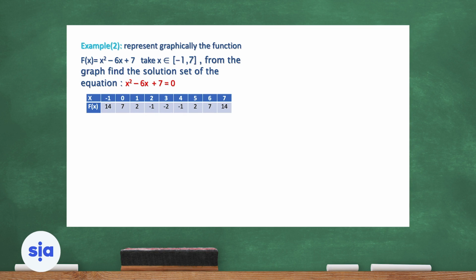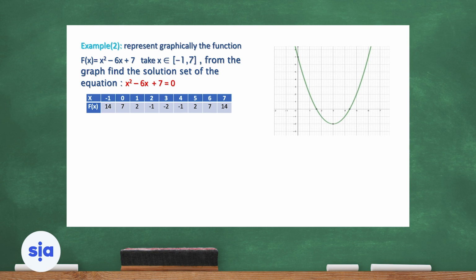We go to the function. We substitute each x by this value. For example, when I substitute x by negative 1, the result would be 14. When I substitute x by 0, the result is 7, and so on. Let's go and plot all these points on the graph. It will give you the shape, which is a parabola.